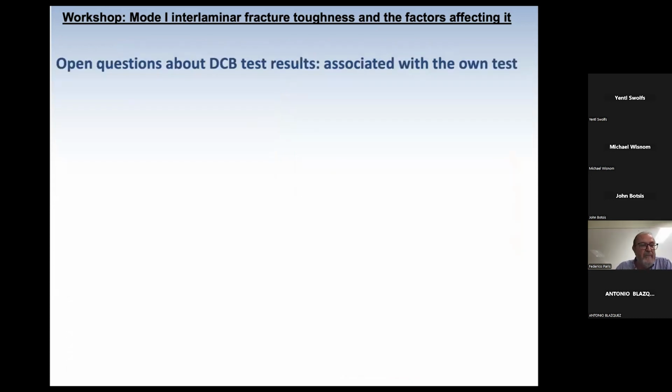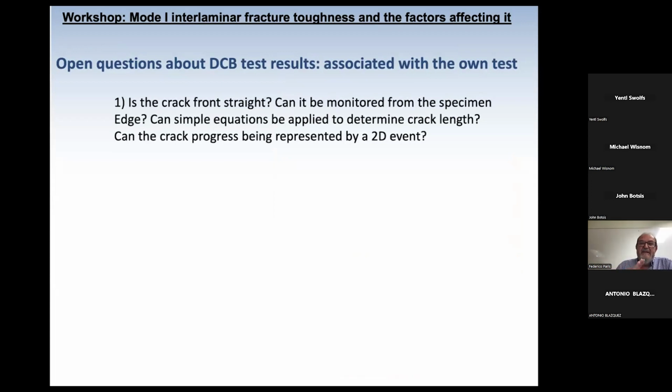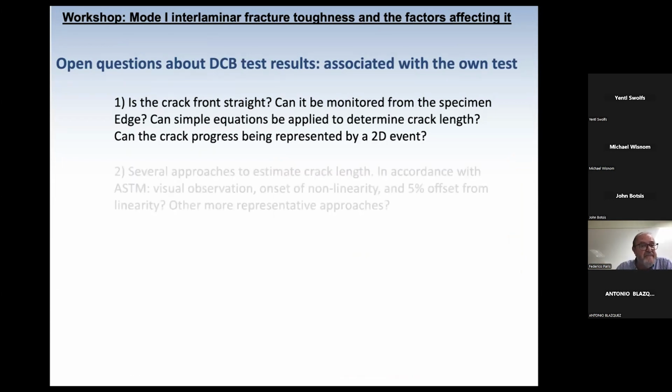Now, talking about open questions about the DCB test, let's list some of them. Is the crack front straight? Can it be monitored from the specimen edge? Can simple equations be applied to determine crack length? Can the crack progress be represented by a 2D model?